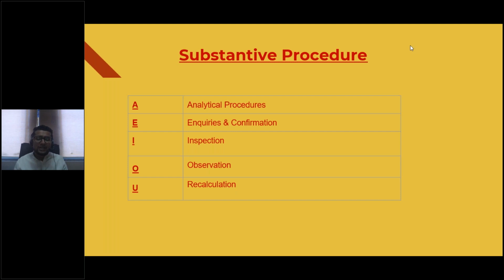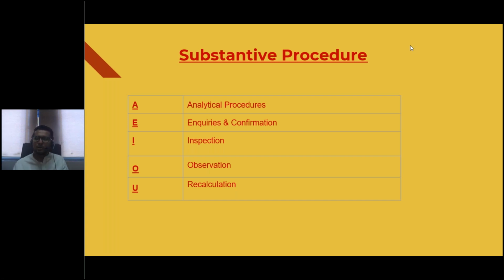So inspection can be divided into two categories. Either you are going to inspect the asset, or you are going to inspect the documents such as goods dispatch notes, goods received notes, invoices, even accounting books, non-current asset register, sales day book. Okay, AEIOU, observation. You all are already familiar.